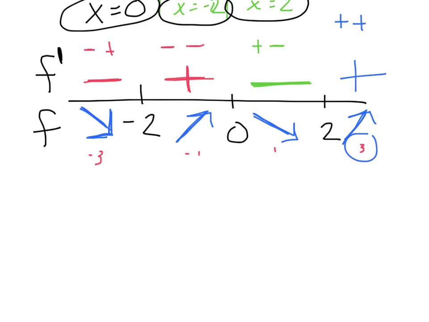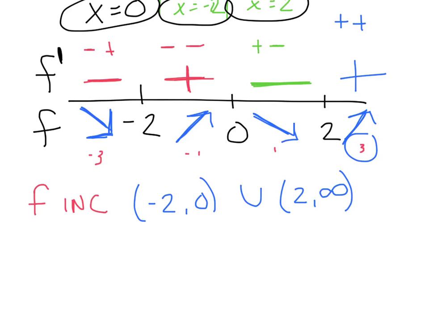So let's describe what we have. Let's talk about the intervals where f is increasing. I would say f is increasing, and now you just describe where your arrow went up: from negative 2 to 0, and from 2 to infinity. And how do I know that? Now justify. Justify with calculus.